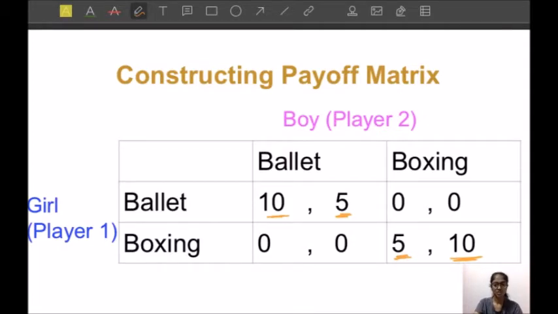Now this procedure says that when the best response payoffs have been underlined, we look for the boxes in which both the players' payoffs are underlined. These boxes in which both the players' payoffs are underlined, we call Nash equilibrium. So we find that ballad is one of the Nash equilibria and boxing is the other, because here both the players' payoffs have been underlined in each cell.